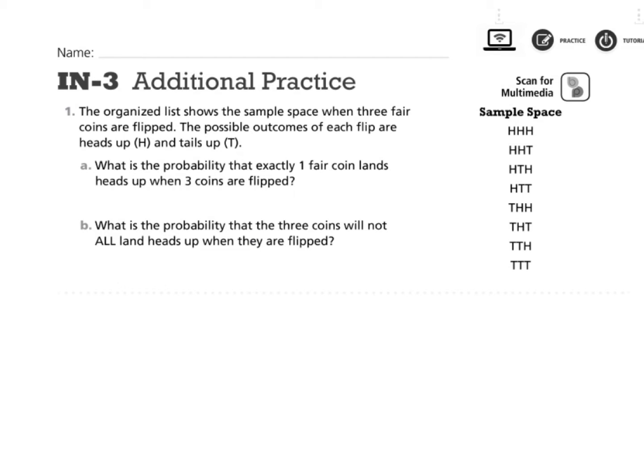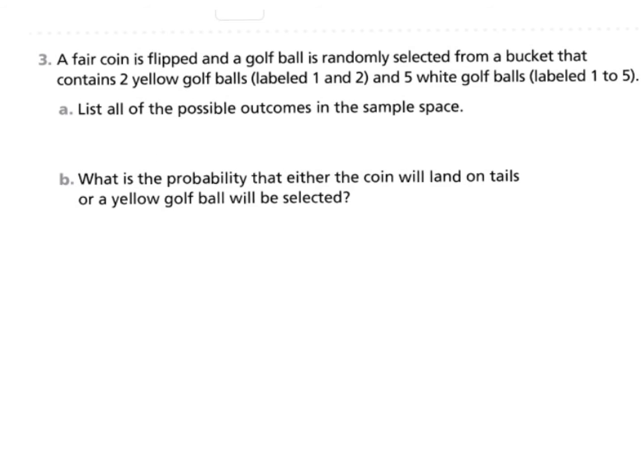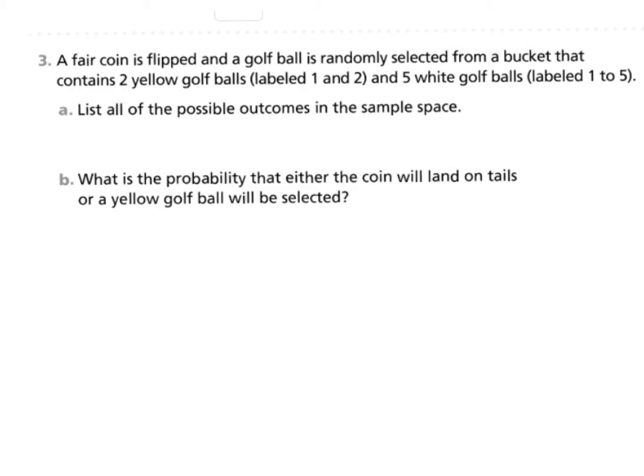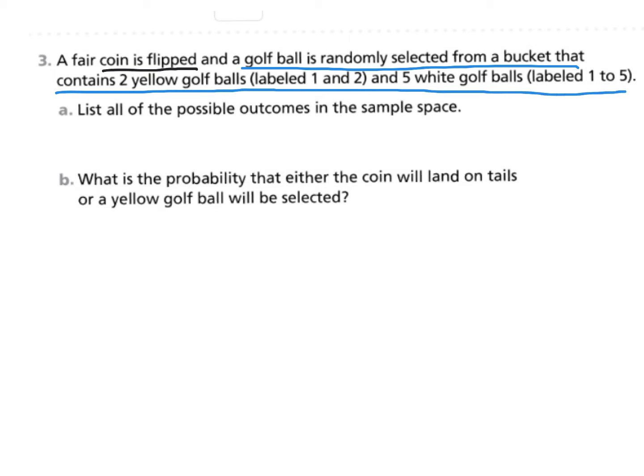We'll look at some problems now in section 3. So number 3, we have a fair coin that's flipped. They say it's a fair coin, it's not like weighted, where it's going to land more on one side than the other. And we have a golf ball is randomly selected from a bucket that has 2 yellow golf balls labeled 1 and 2, and 5 white golf balls labeled 1 to 5. So list all the possible outcomes in the sample space.